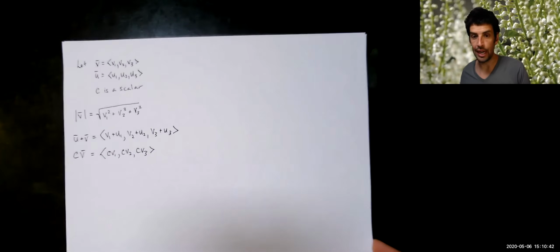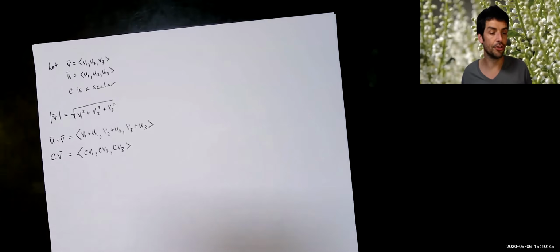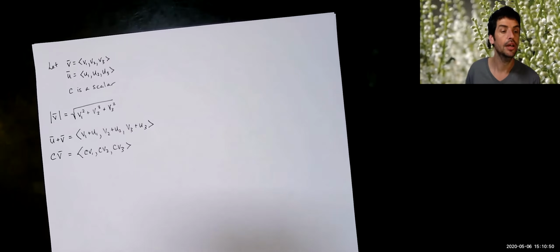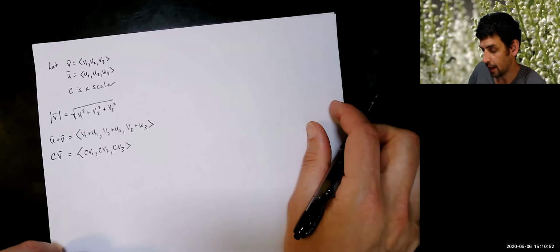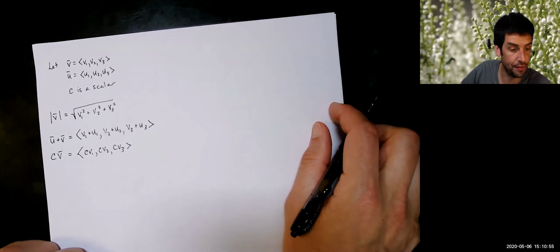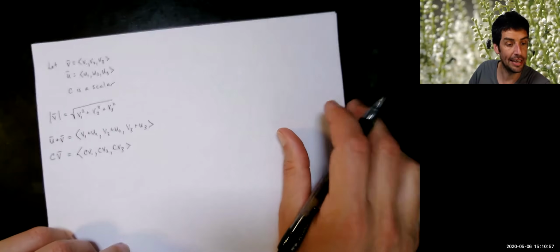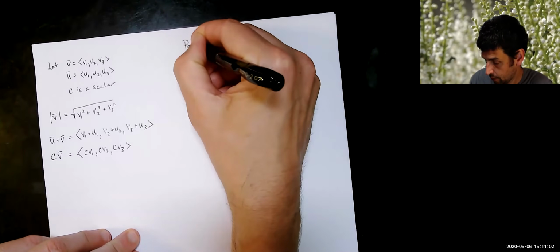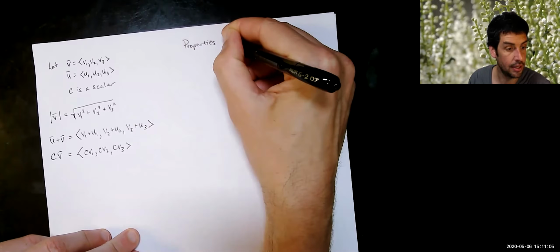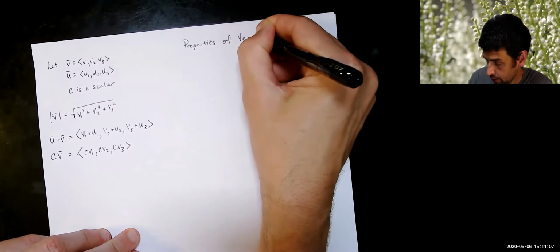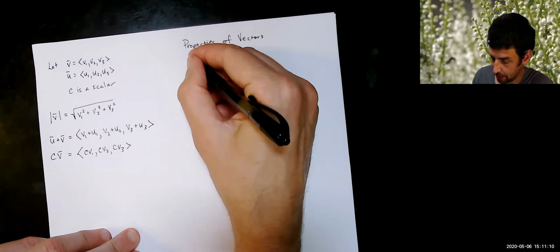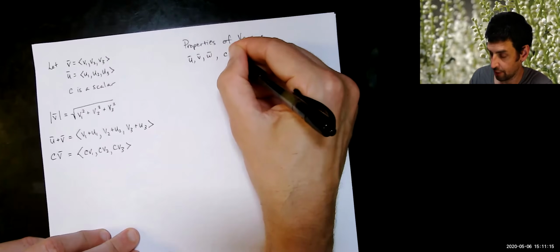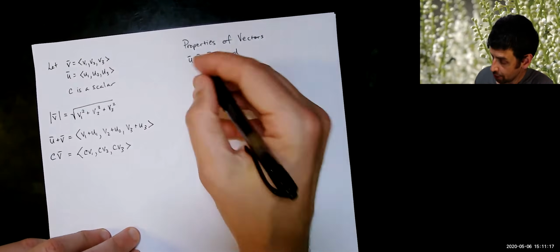So I want to go ahead and list a whole bunch of properties that come directly from these. I'm not going to go through proving all of them, but we'll look at a few of them in detail. So let's say it this way. Our properties of vectors. In this case, I'm going to need the vectors u, v, and w, and then we'll have two scalars c and d. Okay? So some of these we've seen already.